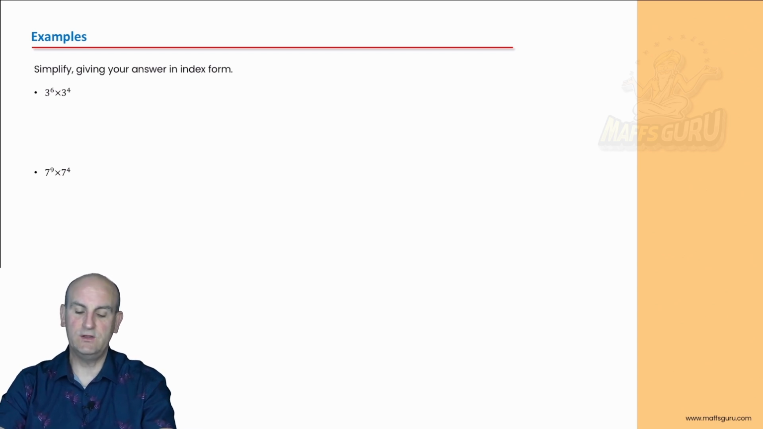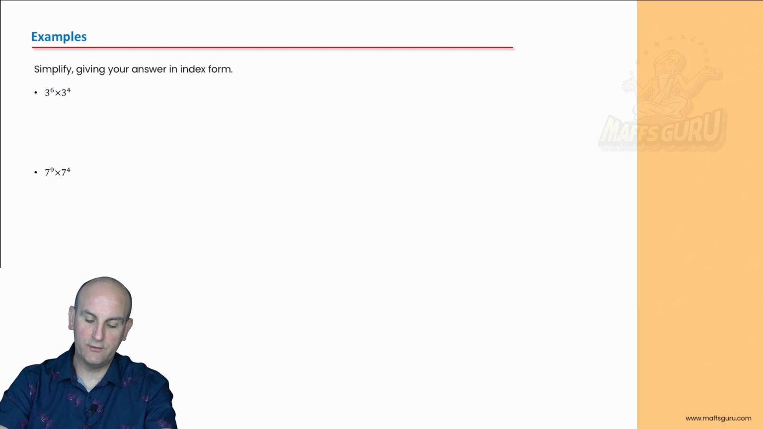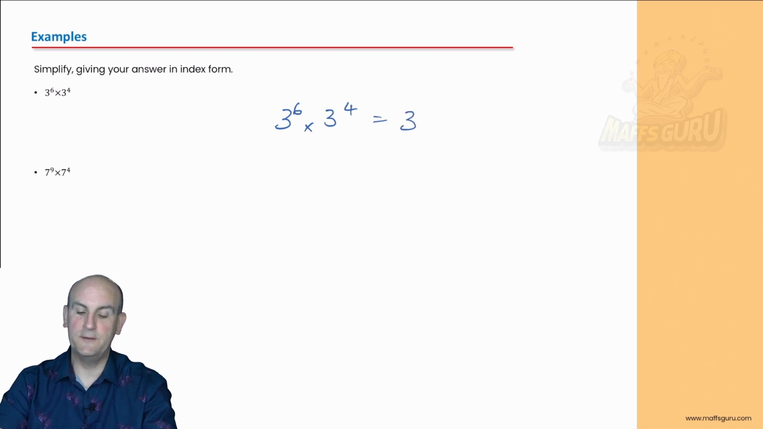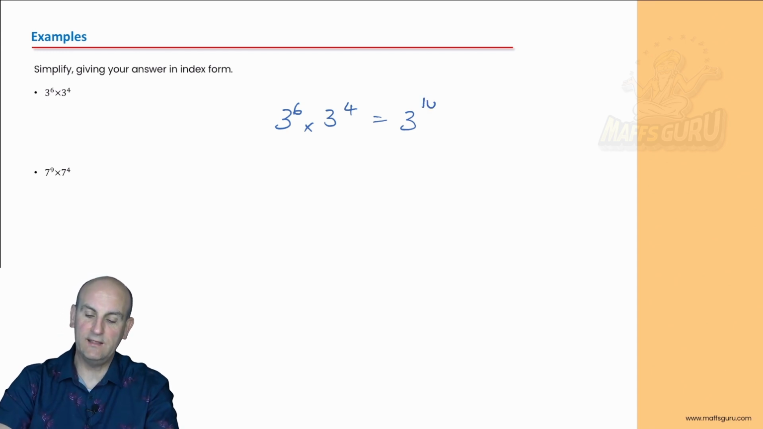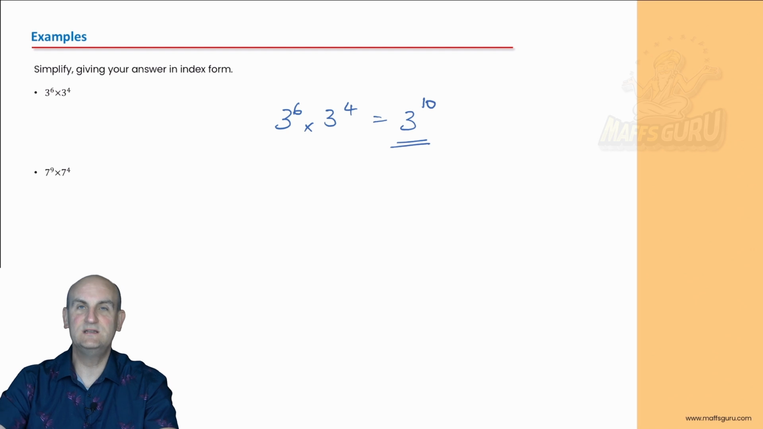So simplify giving your answer in index form. What have we got here? 3 to the floaty 6 times 3 to the floaty 4. All right, so are the bases the same? Yep. So we just copy the 3 down. They're multiplied together, and so we add the powers together, 3 to the floaty 10. Hold on a moment, Maths Guru, you said this stuff was hard. No, I didn't. No, I didn't.